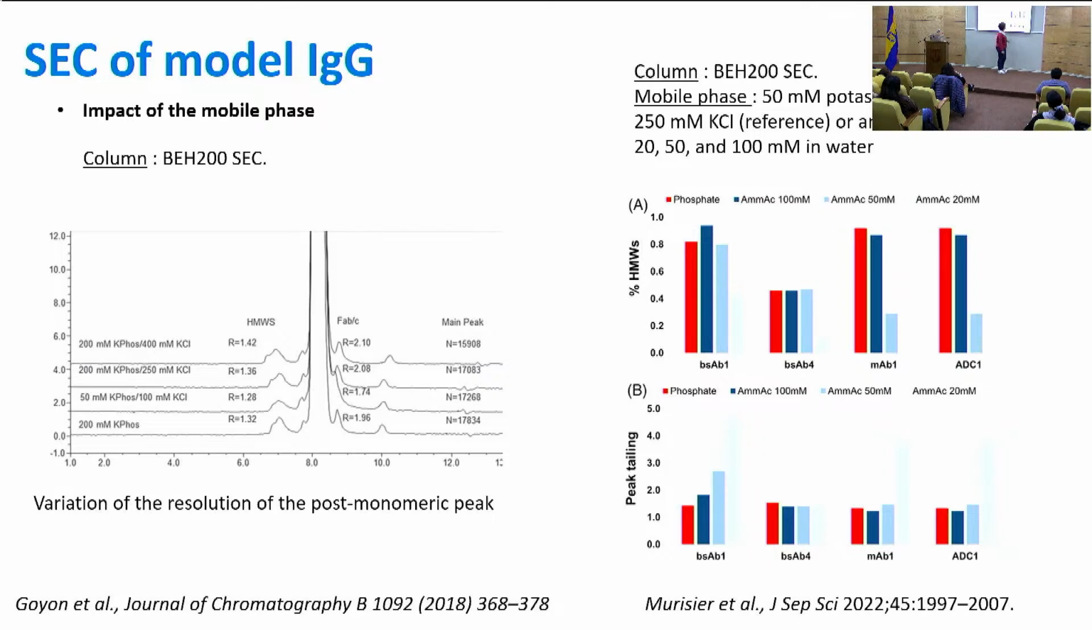Okay, and it's the same each time. On the other hand, when they look at the peak tailing, that means, let's say, the width of the main peak.